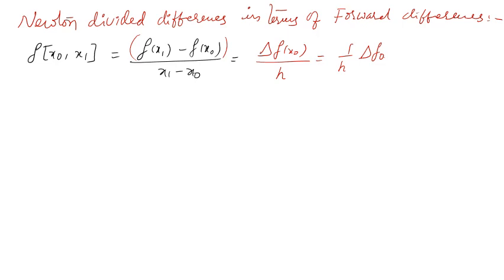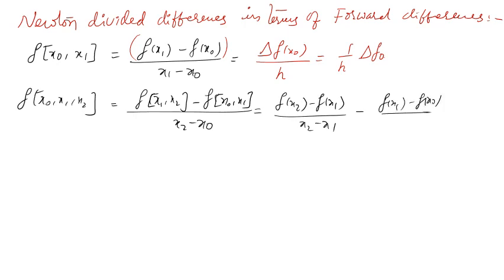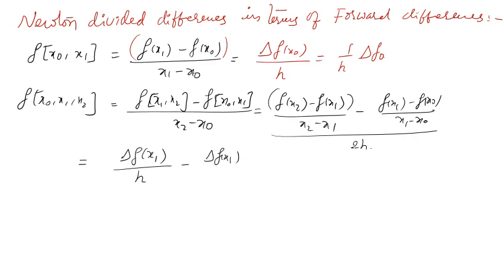And coming to the second divided difference. The second divided difference is what? F of x0, x1, x2. This is equal to, what is the formula? F of x1, x2 minus f of x0, x1 by the total length of the interval x2 minus x0. So that is equal to f of x2 minus f of x1 by x2 minus x1 minus f of x1 minus f of x0 by x1 minus x0, whole by x2 minus x0, which is 2h. This difference I can write as delta f of x1 by h, and this is delta f of x0 by h, whole by 2h.